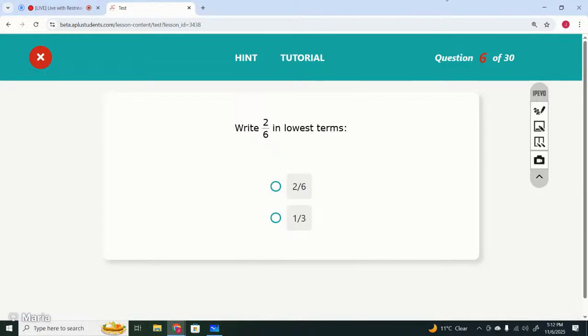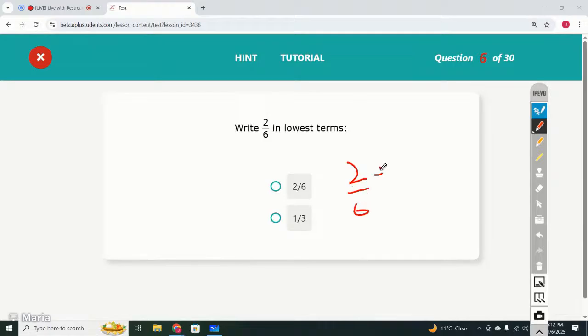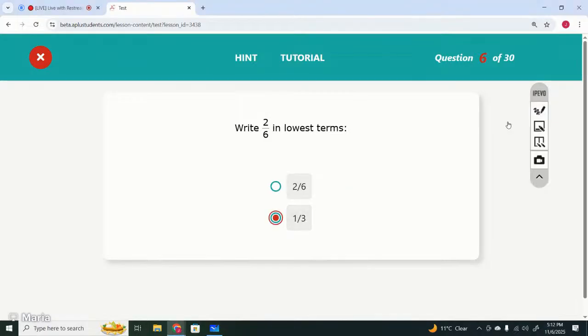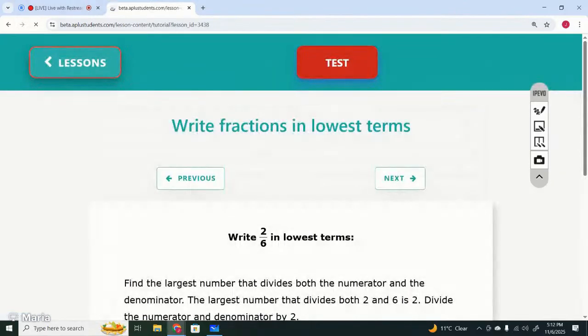Write 2 by 6 in lowest term. So let's just divide it by the greatest common factor. The greatest common factor is 2. 2 divided by 2 is 1 and 6 divided by 2 is 3, that is 1 by 3. Option number 2 is the correct option, that is 1 by 3. Okay, you can complete the lesson by yourself later today.